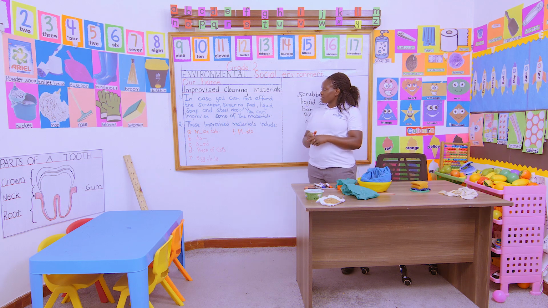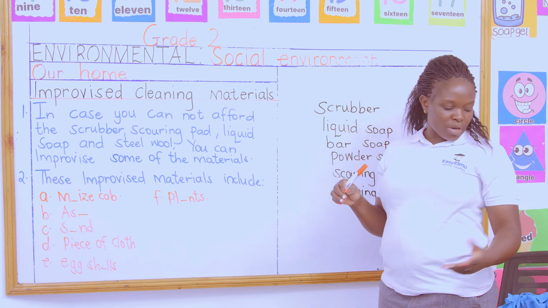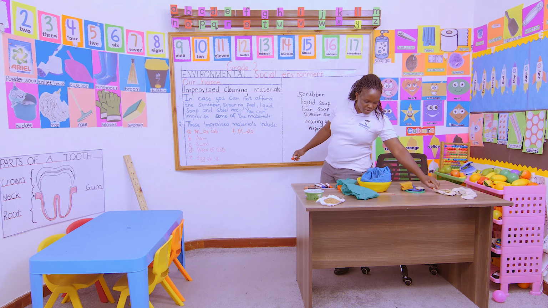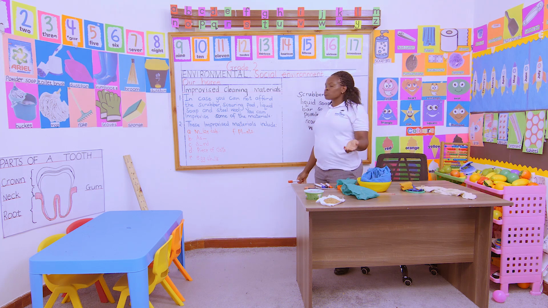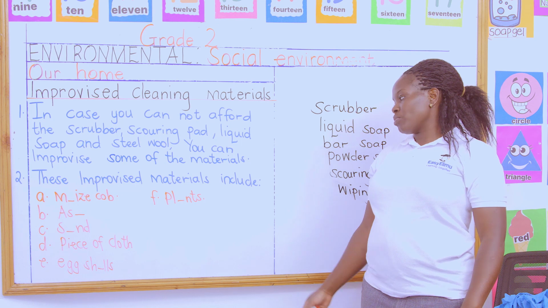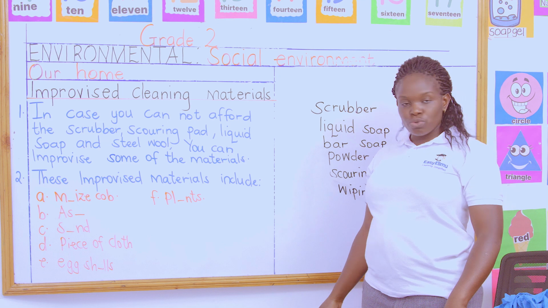Have you seen? We have said in case you cannot afford the scrubber, the liquid soap, this scoring pad, the bar soap, this piece of cloth, you cannot refuse to wash your utensils or common things at home just because you don't have them. You will have to improvise. And when you're talking about improvisation, there should be no cost incurred at all. These are materials that we find in our environment and they're very local and very available. So we're talking about locally available materials where I will not need to use any money.